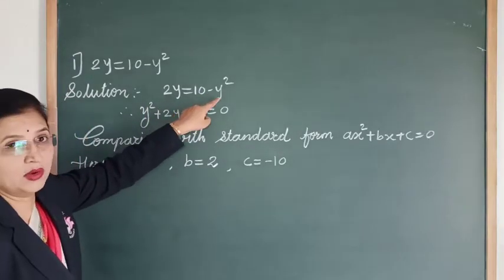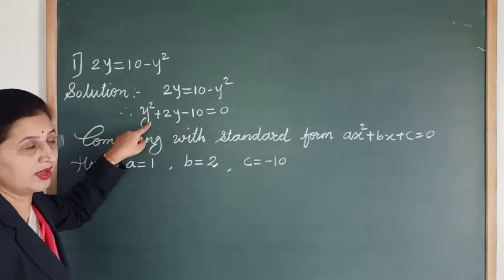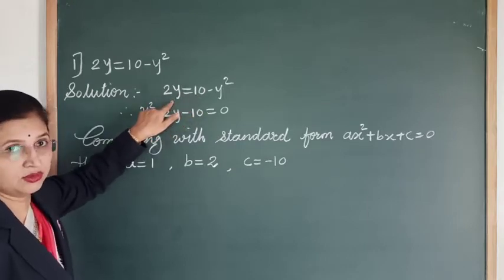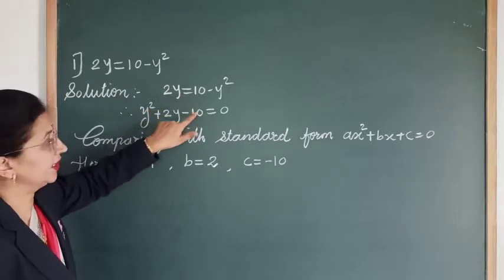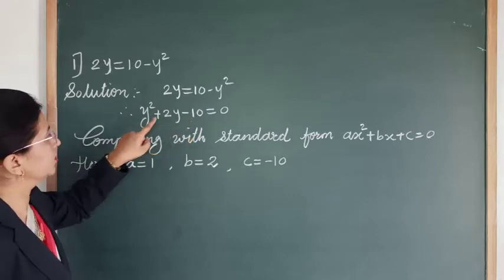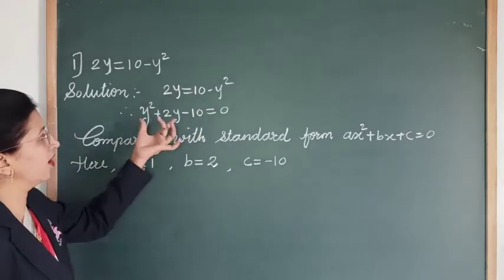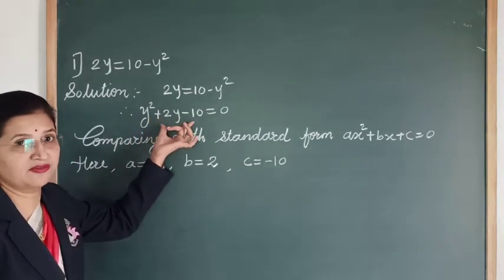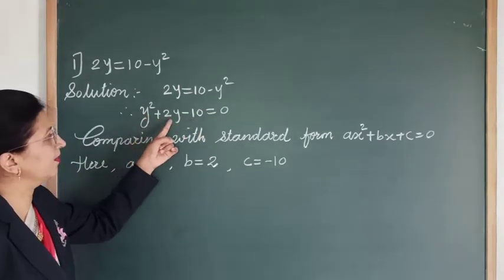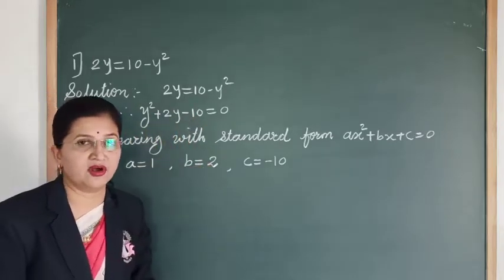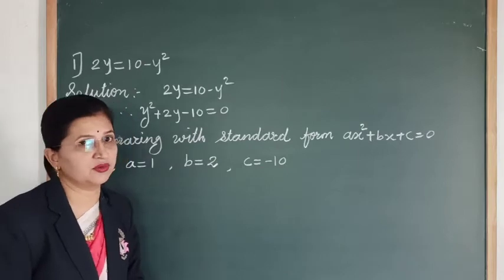So here negative y square will become positive y square plus 2y. This 10 also we have to take to the LHS, so here it is positive, it will become negative. Okay, so in this way y square plus 2y minus 10 is equal to 0. So we have written the equation in the standard form, ax square plus bx plus c is equal to 0. Now let's compare it with the standard form, that is ax square plus bx plus c is equal to 0.